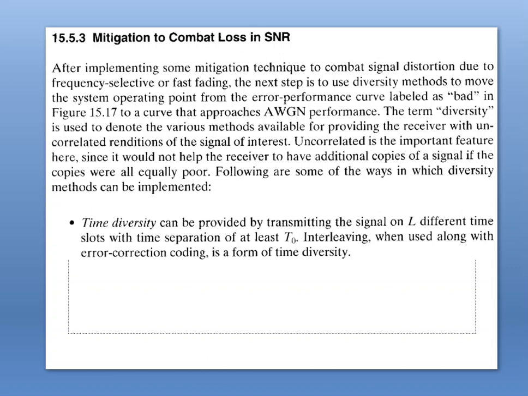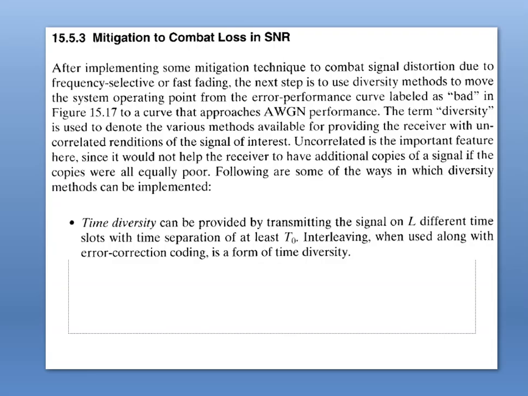Uncorrelated is the important feature here, since it would be helpful to receive additional copies of the signal if the copies were equally pure. Following are some of the ways in which diversity methods can be implemented.